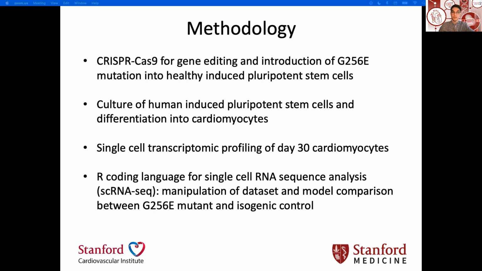To do this, we used a tool called CRISPR-Cas9 for gene editing and introduction of the G256E mutation into healthy induced pluripotent stem cells. From there, we cultured these human-induced pluripotent stem cells and differentiated them into cardiomyocytes. With this, we allowed the cardiomyocytes to mature to day 30 and performed single-cell transcriptomic profiling. Finally, we used the R coding language for single-cell RNA sequence analysis, manipulation of the data set, and model comparison between G256E mutant and isogenic control samples.